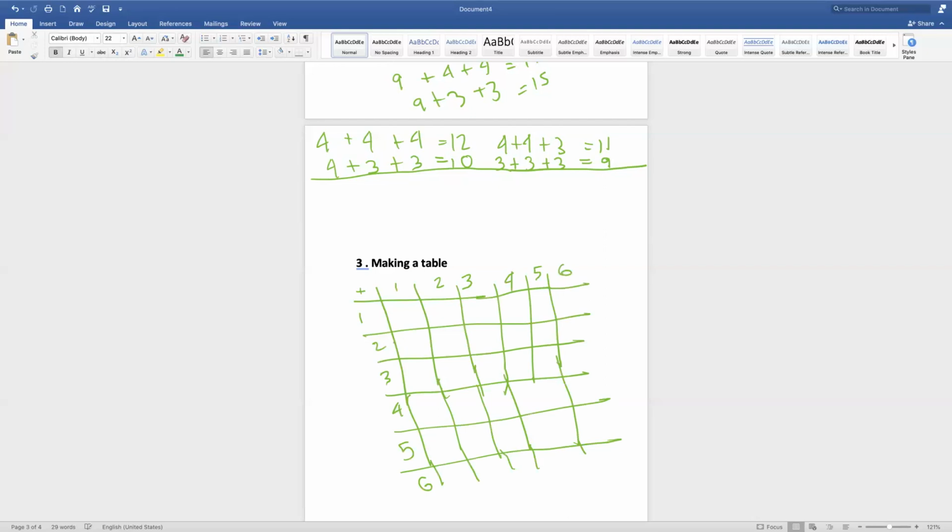So now we're going to write the possible sums. So 1 plus 1, 2. It's just like filling any old multiplication table, except this time we're adding. So 2, 3, 4, 5, 6, 1 plus 6 is 7. 2 plus 1 is 3. 2 plus 2, so we're going to add these two, 4. 2 plus 3 is 5.